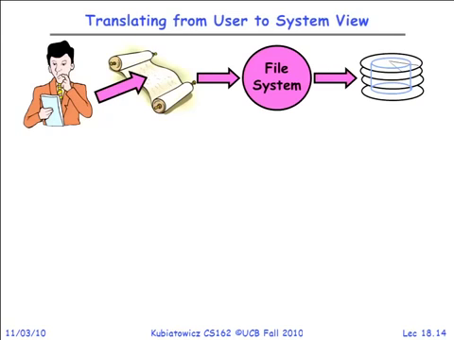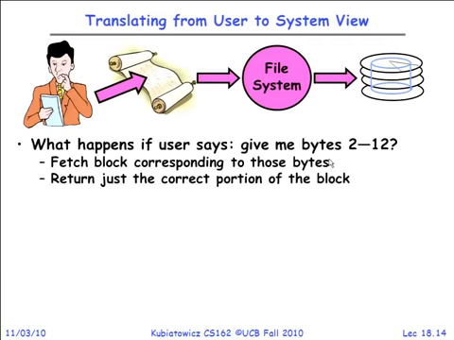So how do we get from user to system view? If the user says, give me bytes 2 to 12, the system has to figure out what block has those bytes, fetch it, and then return just the correct portion of the block. The user would not be happy if they said, give me bytes 2 to 12, and the operating system came back with 4K or 8K, right?